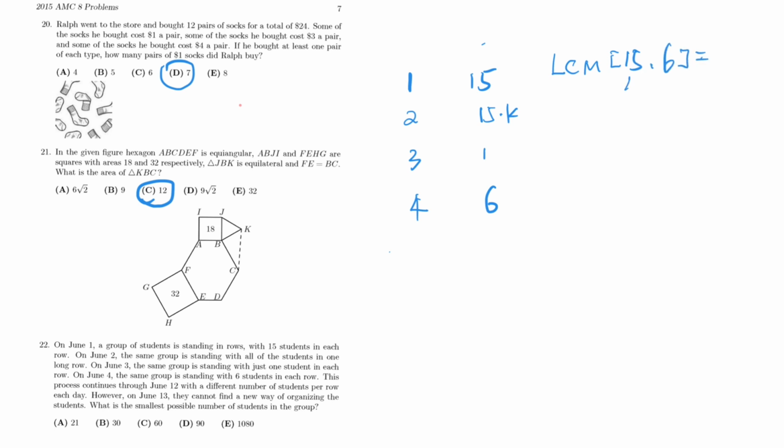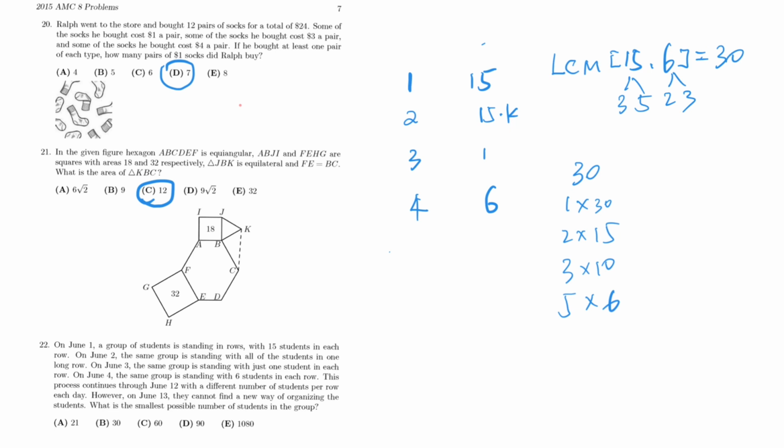That means 15 is 3 times 5. 6 is 2 times 3. Total is 30. Because they can arrange for 12 days, that means they have 12 factors. 30 has the factors 1 times 30, 2 times 15, 3 times 10, 5 times 6. Just 8 factors, so not our answer.